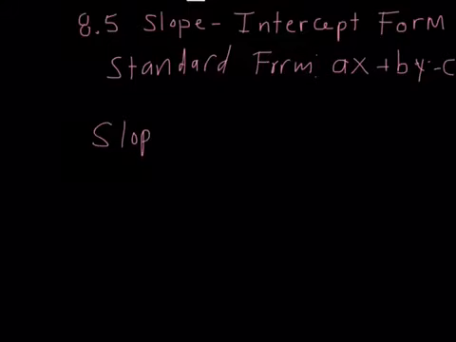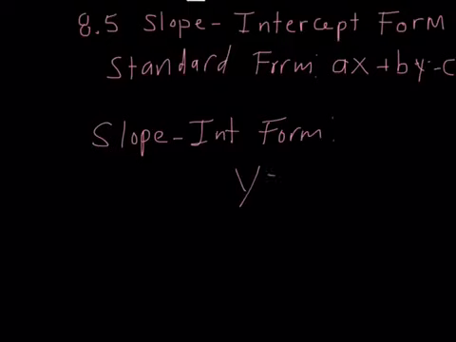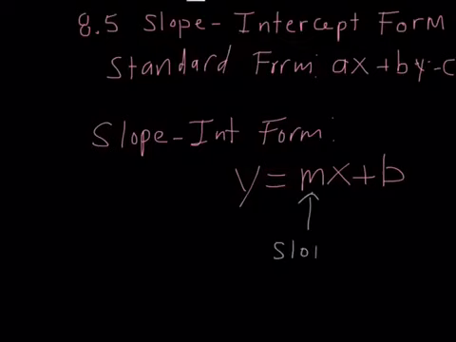So slope-intercept form looks like y equals mx plus b, where m is the coefficient with x and b would be a constant term. When we're solved in this way, m will be our slope and b our y-intercept.